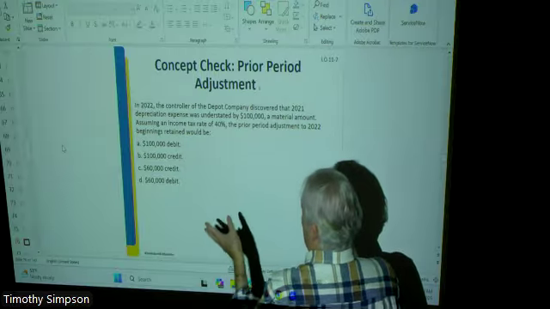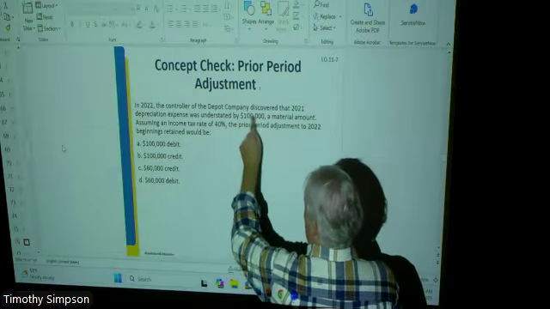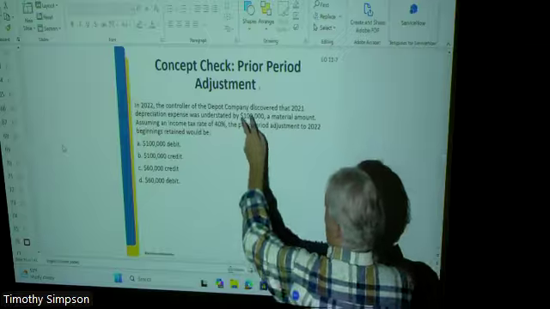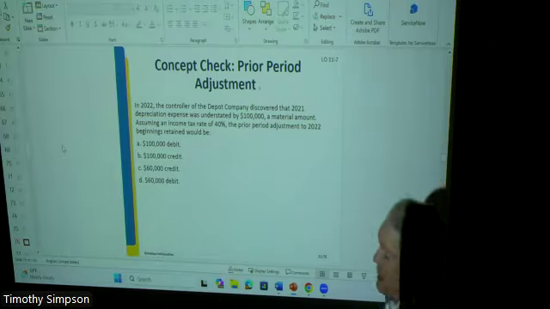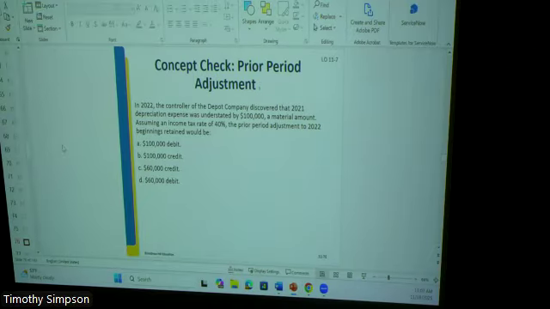Okay, a couple things going on here. First of all, we have an understatement of depreciation expense. So what does that mean here? It means that we've made a mistake on depreciation, which then translates to a mistake on net income. So what do we do here? Well, take a look at this.